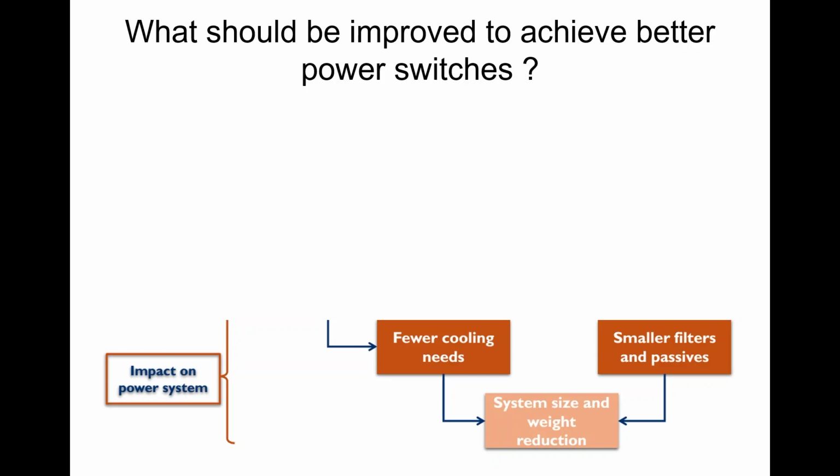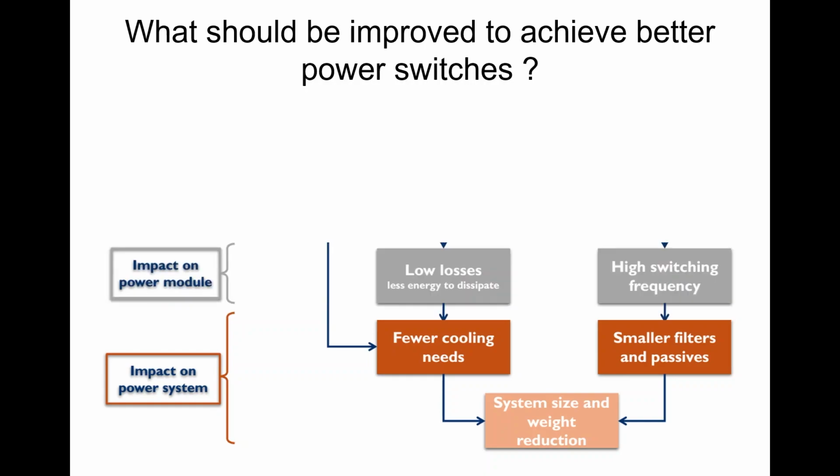If you look at it from an overall perspective, what should be improved to achieve better power switching? At the system level, we heard about silicon carbide. This is the strength, by the way, of silicon carbide, outside the cost of course, which is the thermal dissipation. You definitely benefit from fewer cooling needs, smaller filters and passive elements. This enables smaller system size and weight reduction. That's one of the strong requirements.